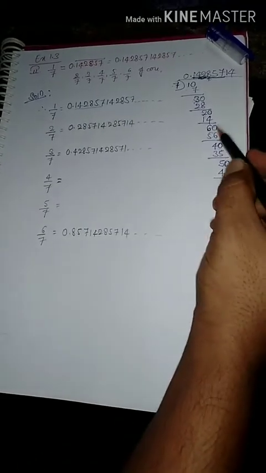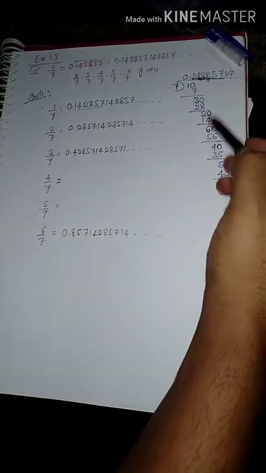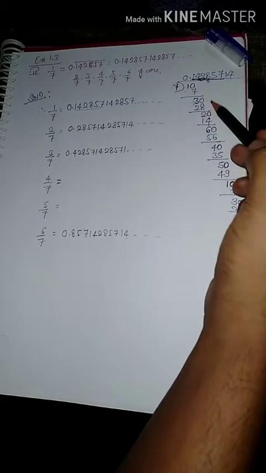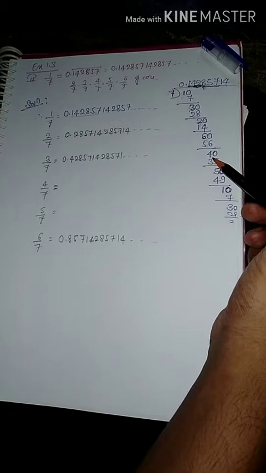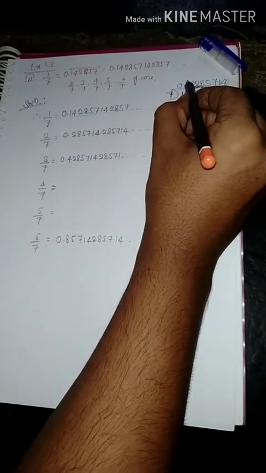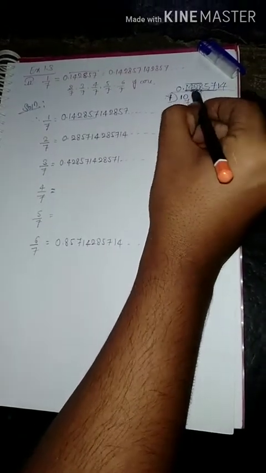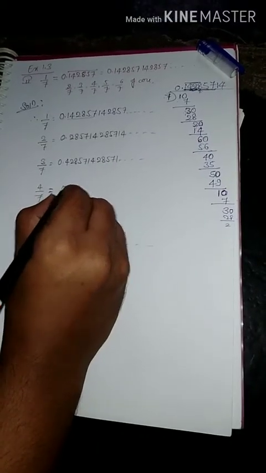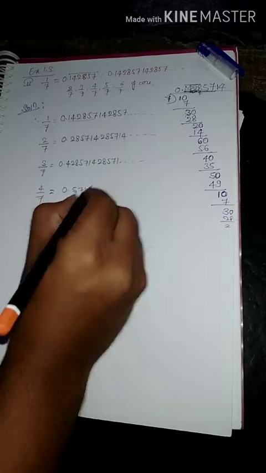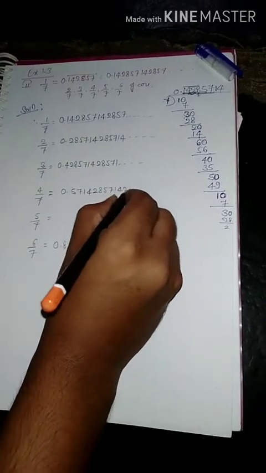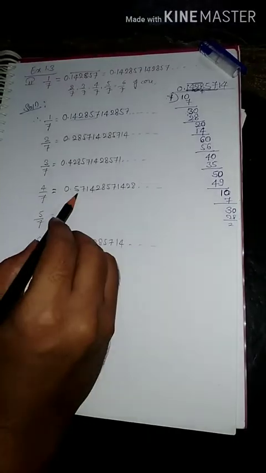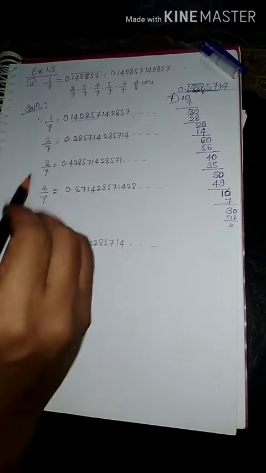Then after the fourth division: first division 3 is remainder, second division 2 is remainder, third division 6 is remainder, and fourth division 4 is remainder. So here you can leave the first 4 digits and start from the fifth digit, 0.571428, 571428 and so on is the decimal expansion of 4 by 7.